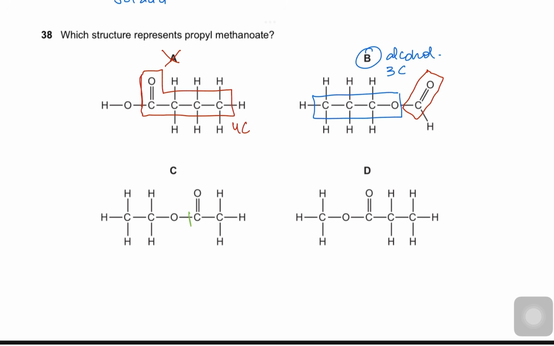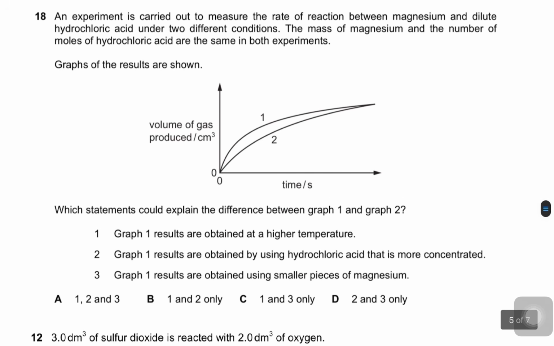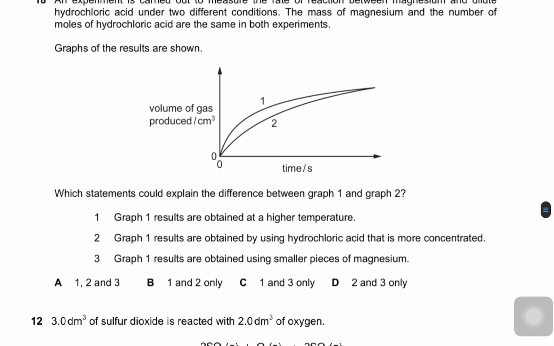In option C, your acidic part has 2 carbons, so that's wrong. In option D, the acidic part has 3 carbons, so that's again wrong. Let's move on. An experiment is carried out to measure the rate of reaction between magnesium and dilute hydrochloric acid under 2 different conditions. The mass of magnesium and the number of moles of hydrochloric acid are the same in both experiments. Which statements could explain the difference between 1 and 2?